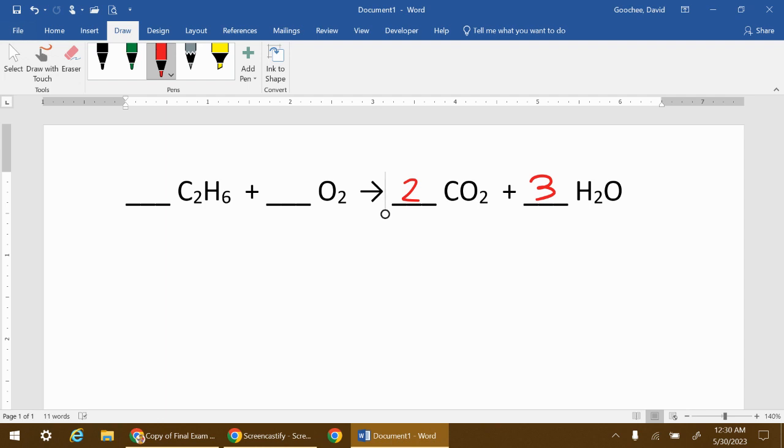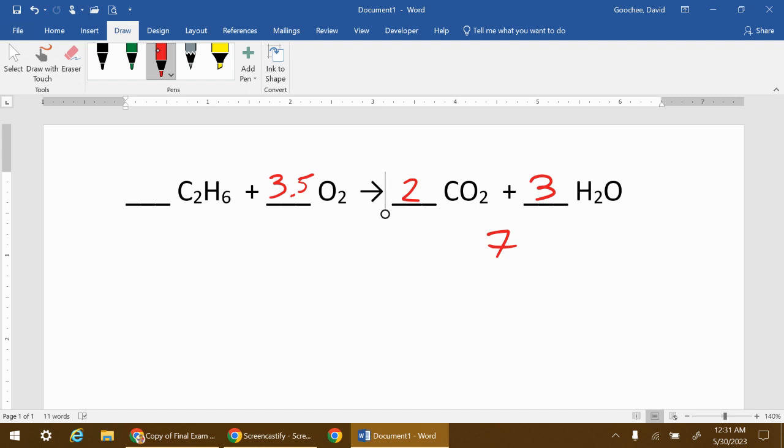All right, now we've got 2 times 2 is 4 oxygens. 3 times 1 is 3 oxygens here. That's a total of 7 oxygens on this side. Now we have a problem because this is O2. So what do we have to multiply 2 by to get 7? Well, 3.5. 3.5 times 2 is 7.